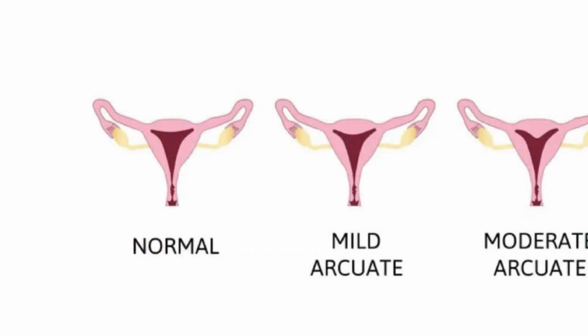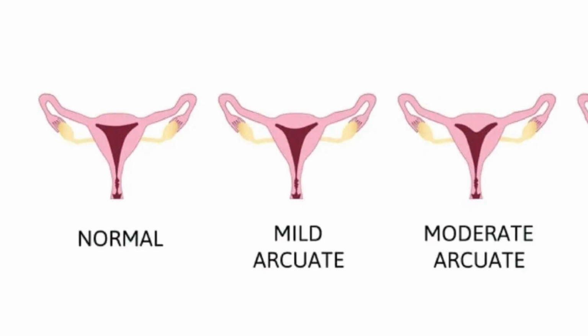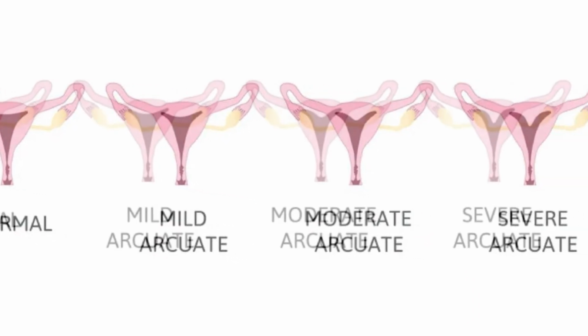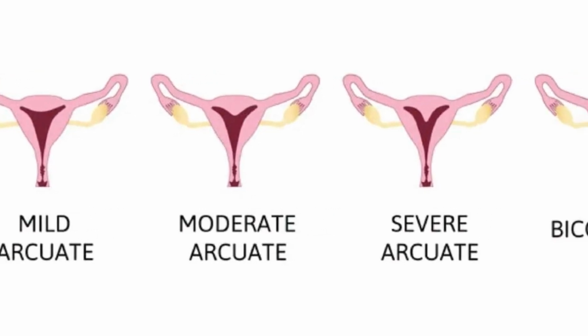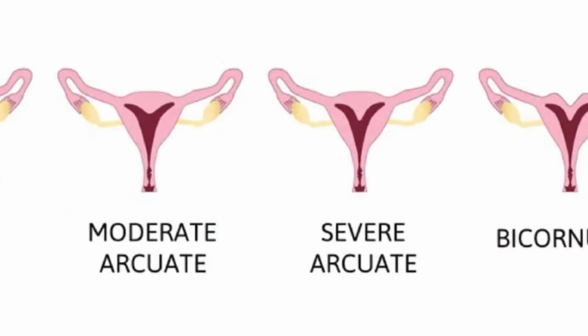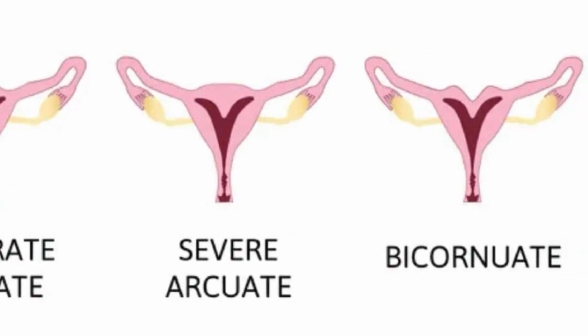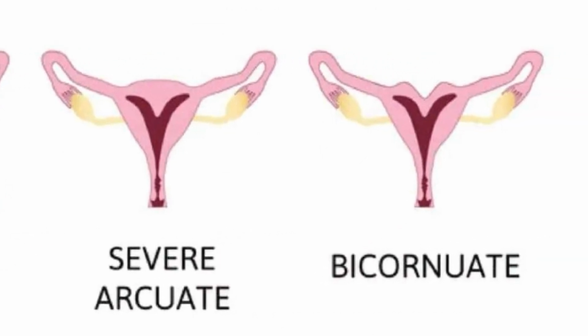There are developmental variants of the uterus. While most uteruses are pear-shaped, some are arcuate, with a mild indentation, typically harmless. Others are bicornuate, heart-shaped, which tend to lead to higher miscarriage risk. These variants are diagnosed using 3D ultrasound or MRI, tools that allow us to see detailed anatomy without surgery.